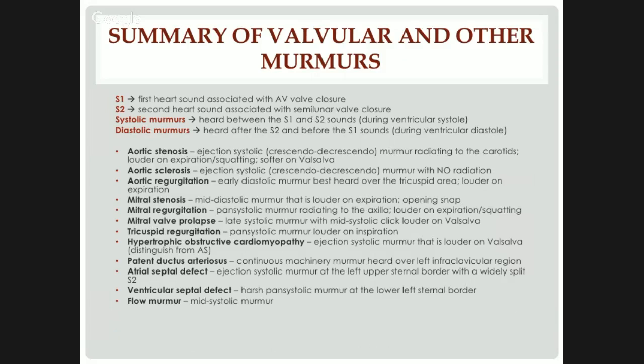It's probably going to be one of those two. Aortic sclerosis is a precursor to aortic stenosis. We'll talk about these two conditions in detail. It's an ejection systolic murmur with no radiation. So the difference is aortic sclerosis is not pathological and does not radiate.